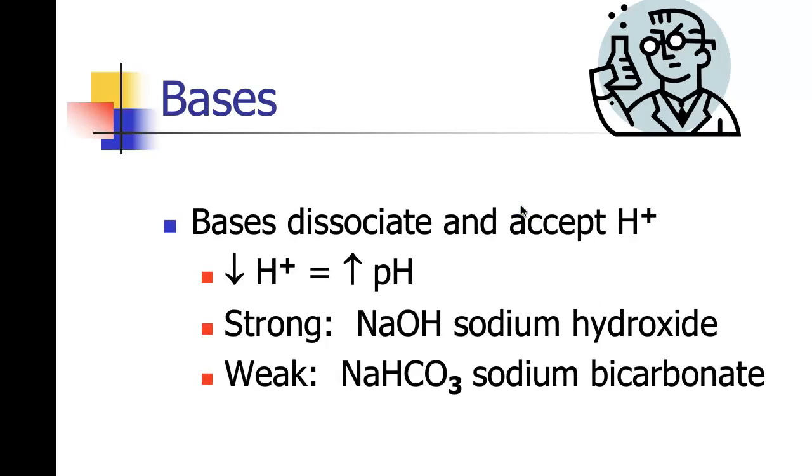Okay, so bases also dissociate in solution, but they're going to accept hydrogen ion. Because they're accepting the hydrogen ion, you get a decrease in hydrogen ion in your solution, and therefore an increase in pH. These can also be strong or weak. Strong bases include things like sodium hydroxide. Weak bases include things like sodium bicarbonate.